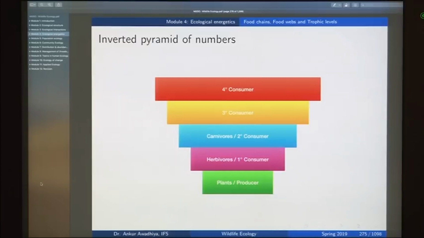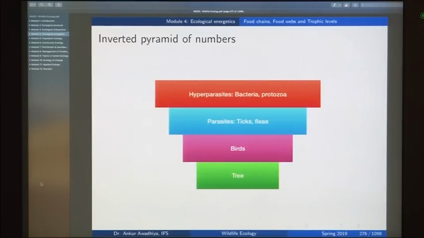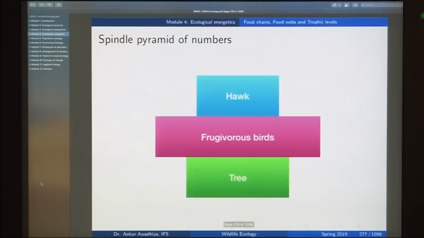Or you can have an inverted pyramid of numbers. So, this is an example where you have a tree, and this one tree is feeding a number of birds. Each of these birds has different parasites, and each of these parasites have a number of hyperparasites. So, in this case the pyramid of numbers is inverted. Then you can have a spindle pyramid of numbers, in which case you have a tree with a number of frugivorous birds which are being eaten upon by a hawk.